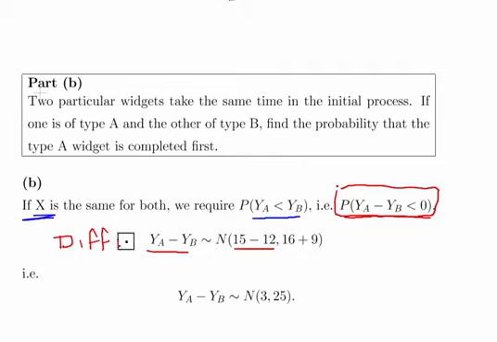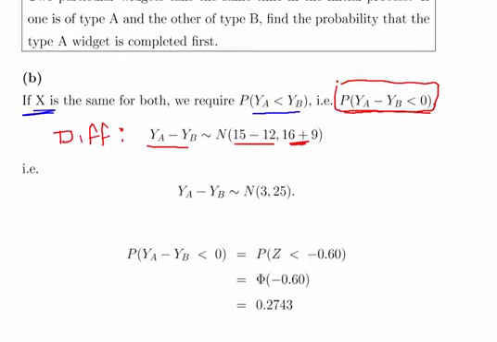That should be a colon there, never mind. So the difference is 15 minus 12, that's the mean difference, but we still add the variances, okay? So the differences in terms of the finishing times are normally distributed with a mean of 3 and a variance of 25. Okay, so what we do here is we get the z-score, 3 minus 0 over 5.